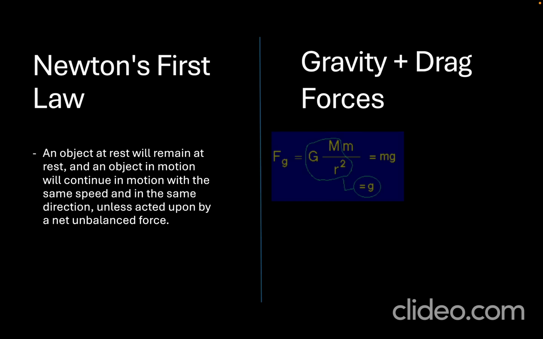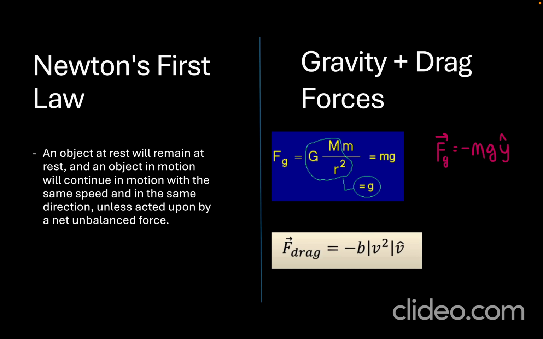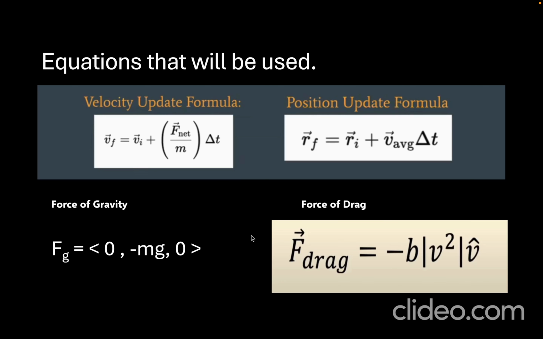Newton's first law: an object in motion will continue with the same speed and same direction unless acted on by an unbalanced force. And we have the force of gravity and the force of drag. The force of gravity is only affecting the y component of motion, so the x velocity is going to be constant. But the force of drag affects not only the y component, but also the x component. We'll see more of this in our computational model.